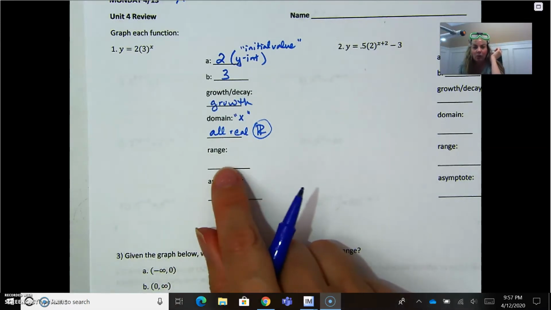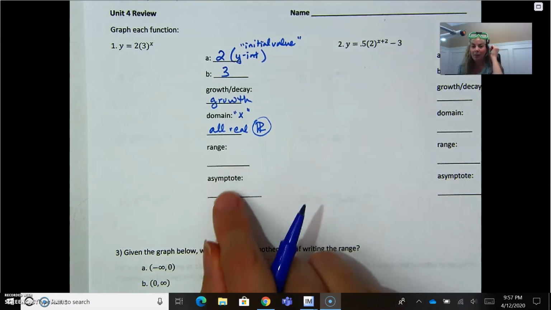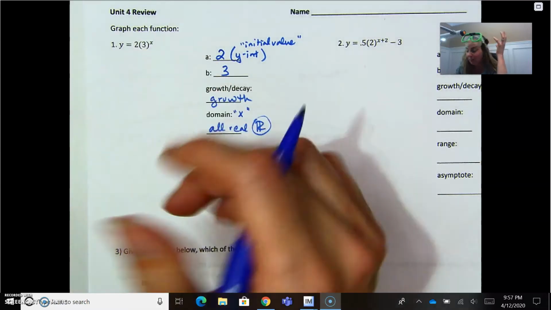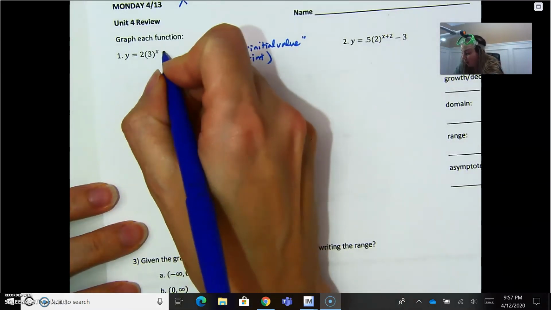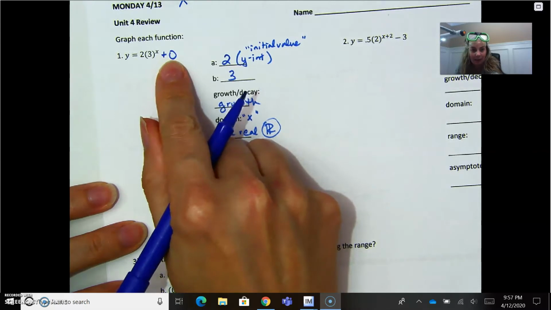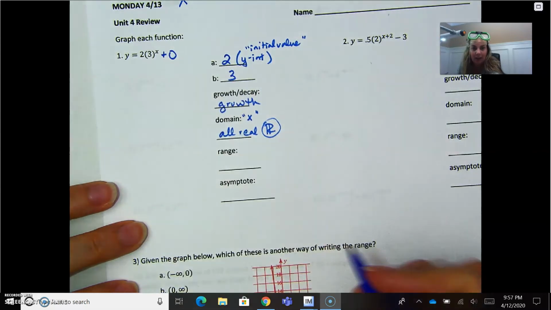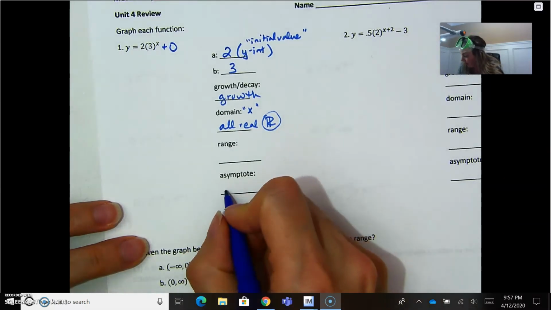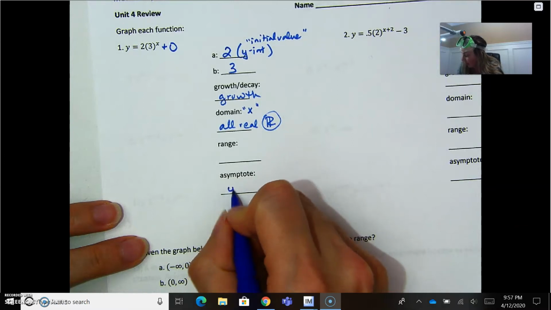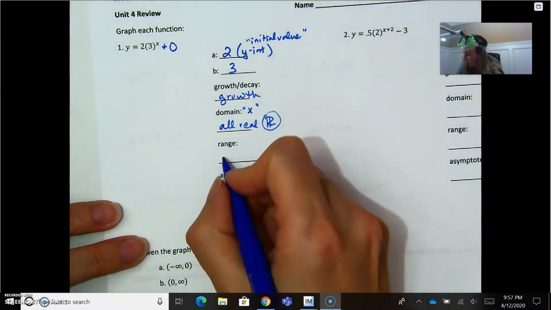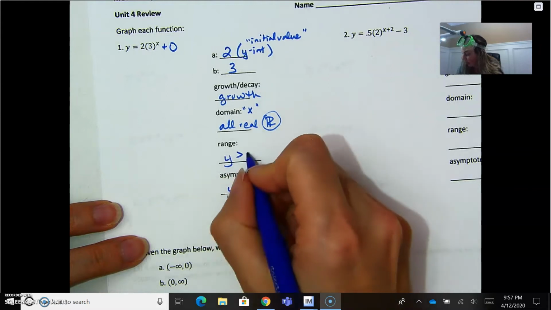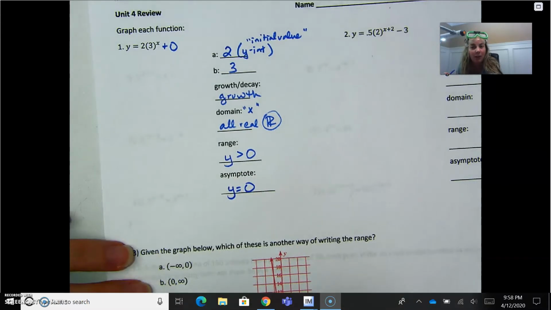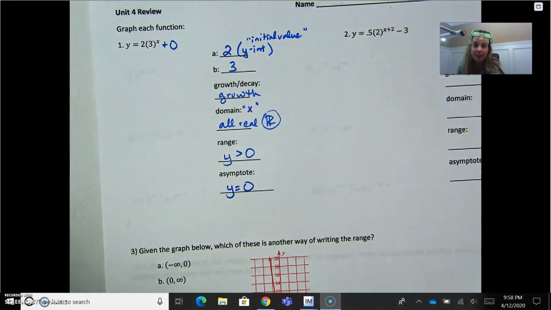Okay, the range. The range is going to be based off of the asymptote. Where's the invisible force field? This equation doesn't have anything, there's nothing being added here. So our asymptote is at this line, y equals 0. So your range is anything larger than 0. We don't want to touch it because if we touch it, you get zapped.